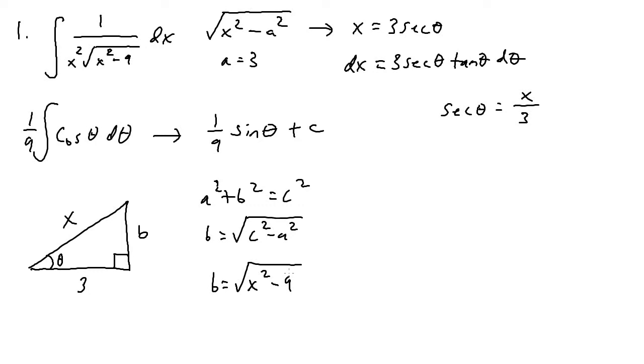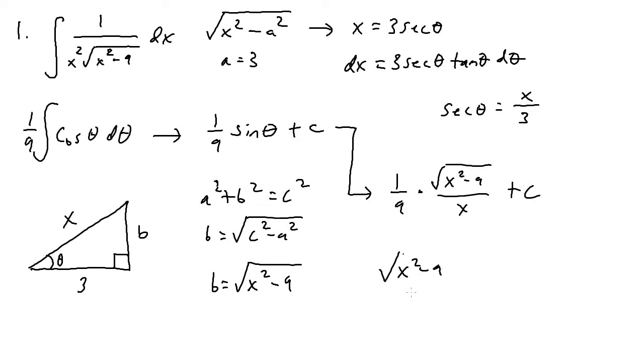Now, when we evaluated the integral, we had to find what sine of theta is. So sine of theta is opposite over hypotenuse. So our b value is going to be the square root of x squared minus 9, over x. So that is what sine of theta is equal to. So I can go ahead and rewrite the answer as 1 over 9 times sine of theta, which is the square root of x squared minus 9, over x, plus c. And so then I can combine it and rewrite it as the square root of x squared minus 9 over 9x plus c as the final answer.